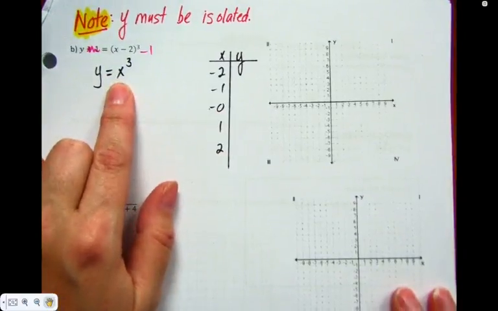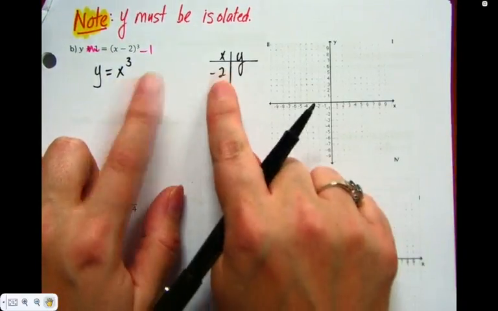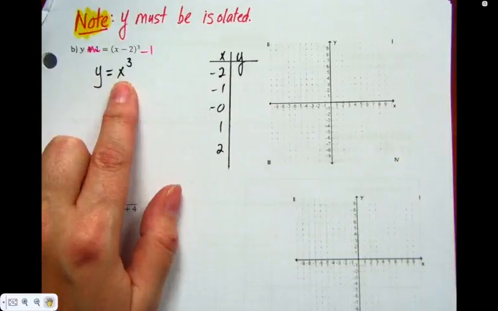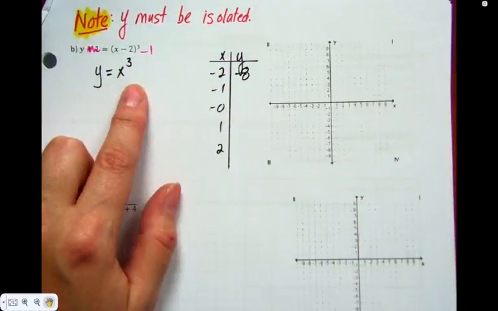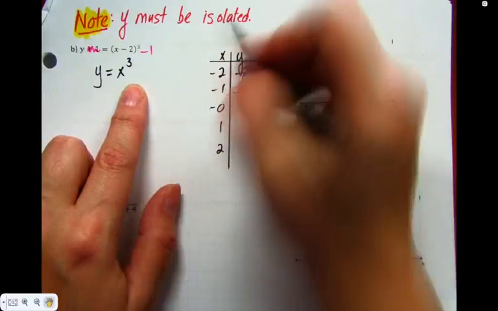We sub in. So -2 cubed. So -2 times -2 times -2. -8. At -1 cubed, so -1 times -1 times -1. At 0 cubed would be 0 times 0 times 0.